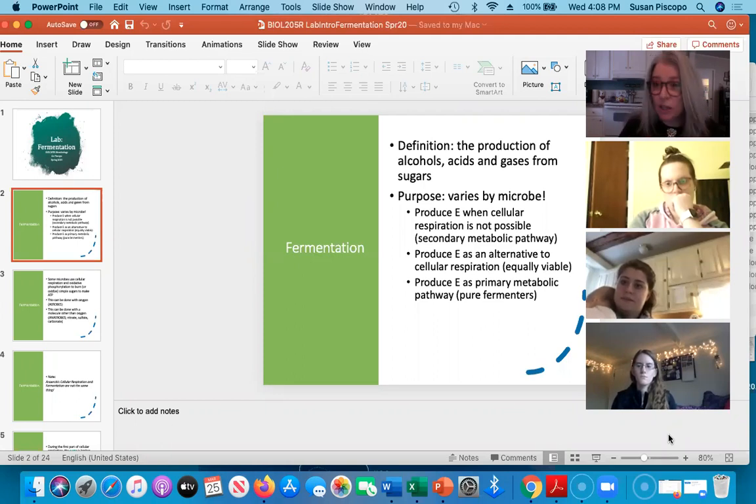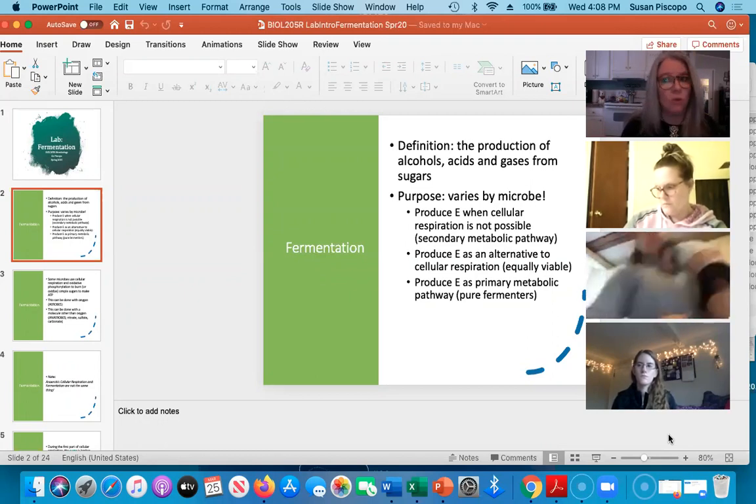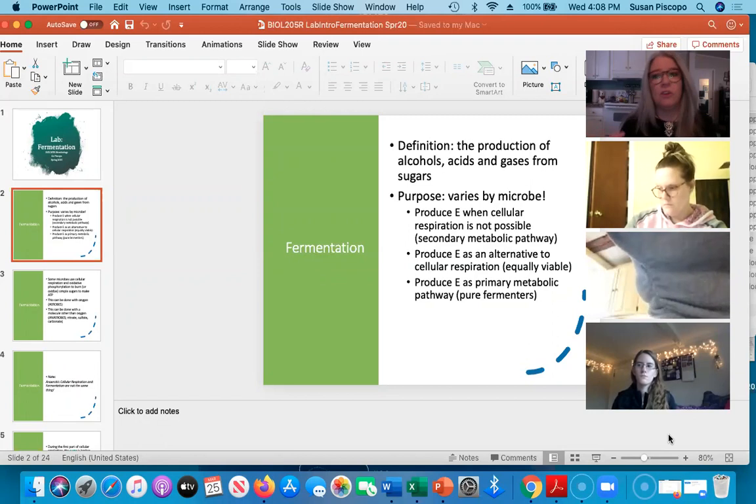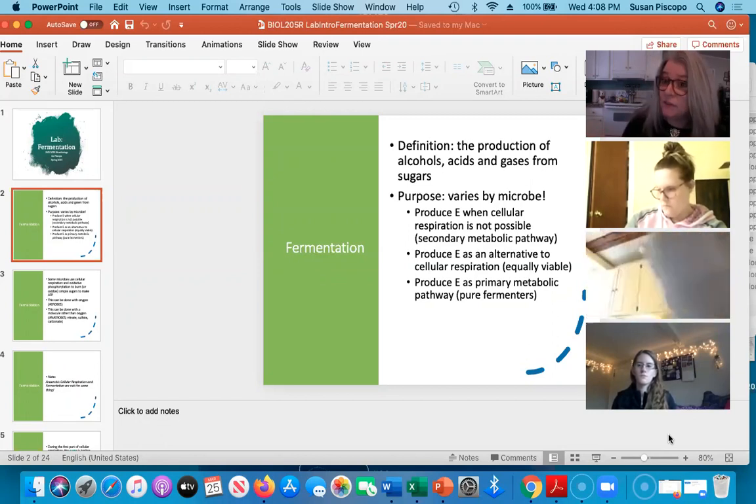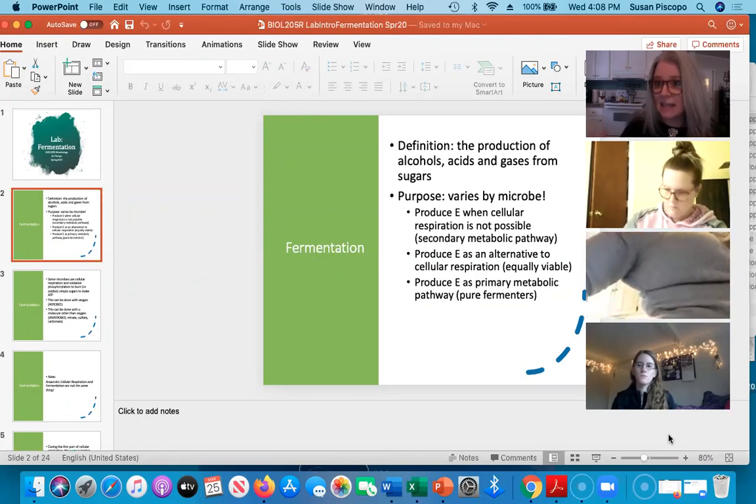So when we look at fermentation, an organism might be fermenting because it can't do cellular respiration. It doesn't have its final electron acceptor molecule available. It's in an environment where there is no oxygen, or there is no nitrate, or there is no sulfate, and it's stuck. So it ferments. Fermentation for those organisms is a secondary metabolic pathway.